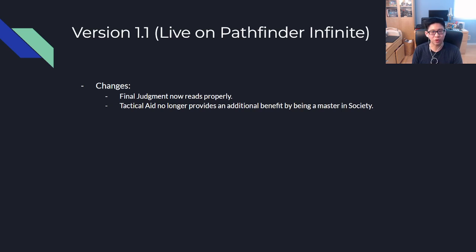Pathfinder Infinite is where you can find this playtest. It's where you can find this document. It's $10. And it's been the most popular product on there for quite a few days. I think it's currently number 2, which is still awesome, but getting this back to number 1 would be even more awesome, obviously. Final Judgment now reads properly.